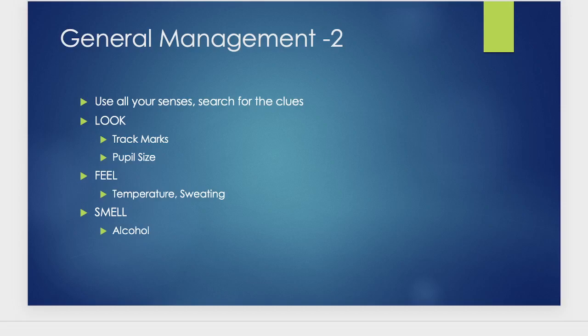Use all your senses, search for the clues: track for marks, the pupil size, feel the temperature, the sweating, the smell, the alcohol. So this will give us a clue. This will help us, no? Most importantly for those patients who have no companion, their folks do not know what happened to the patient and they do not know about your patient. That's why we have to look for these possible clues. We will use all our senses.